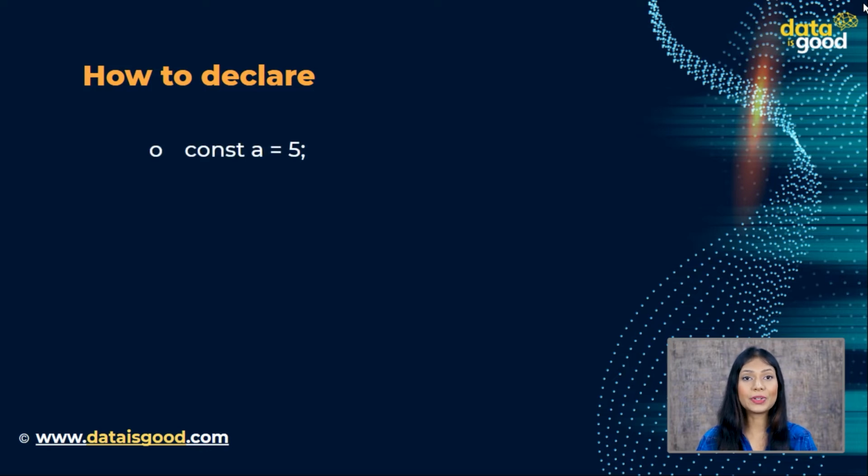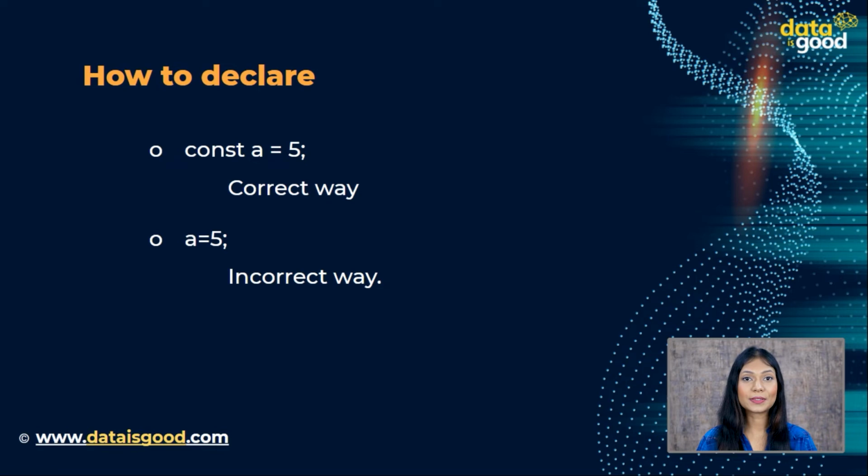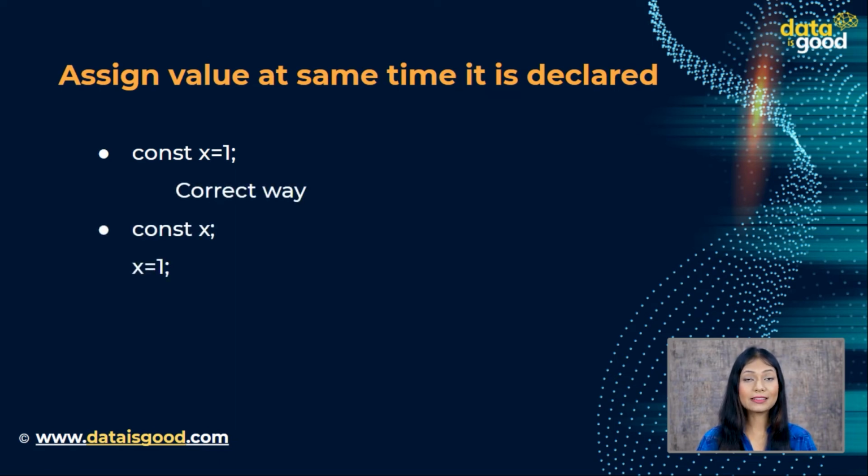const a = 5. This is the correct way to define and assign a constant variable. Use the keyword const. Assign the value at the same time it is declared. const x = 1, correct way. const x, then x = 1, wrong way.